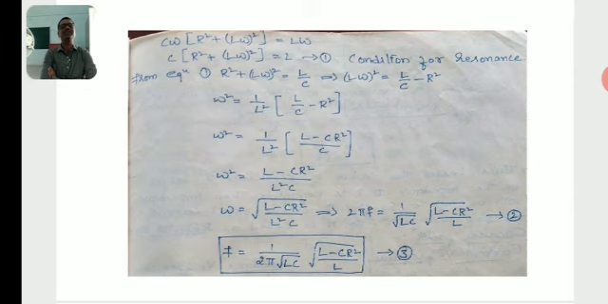Omega is equal to root of (L minus CR square) by L square C, where omega is the angular frequency, which is equal to 2 pi f, which is equal to 1 by root of LC, root of (L minus CR square) by L. Let this be equation number 2. Then finally f is equal to 1 by 2 pi root LC into root of (L minus CR square) by L. Let this be equation number 3, the expression for resonance frequency in case of an LCR parallel circuit.